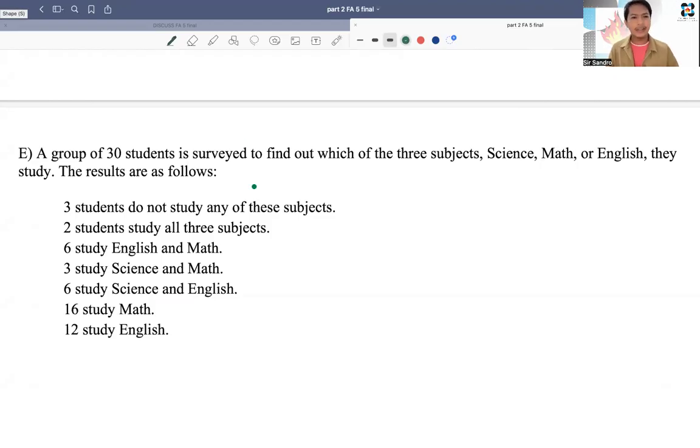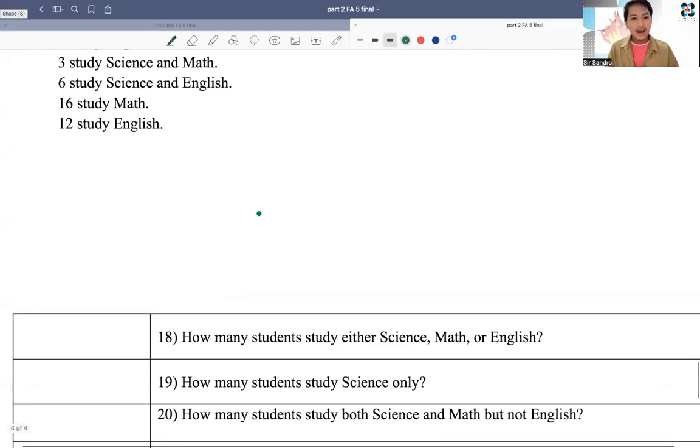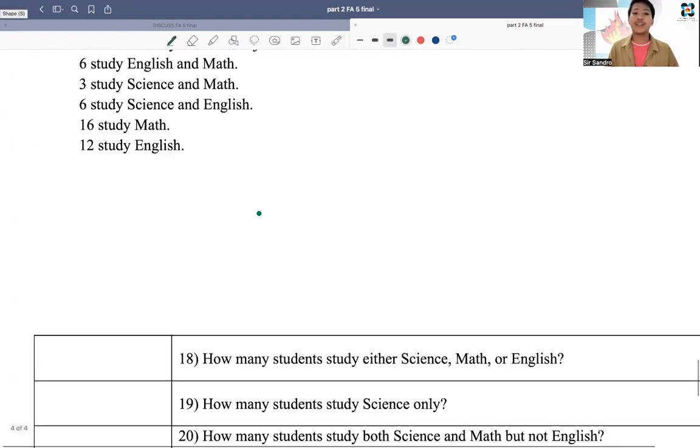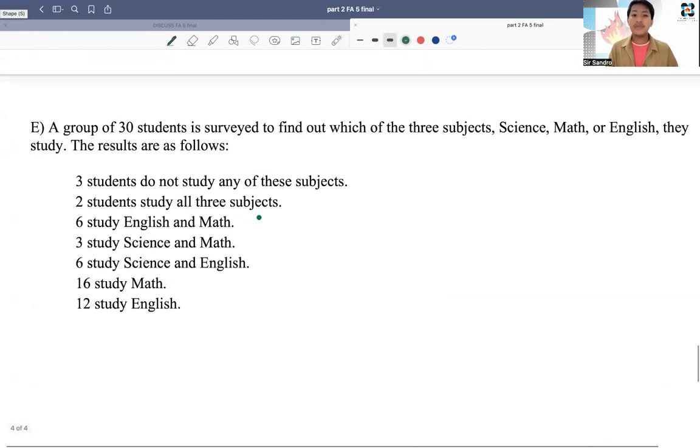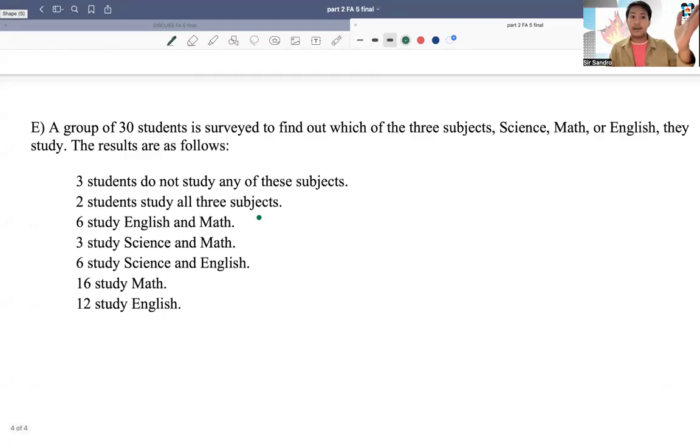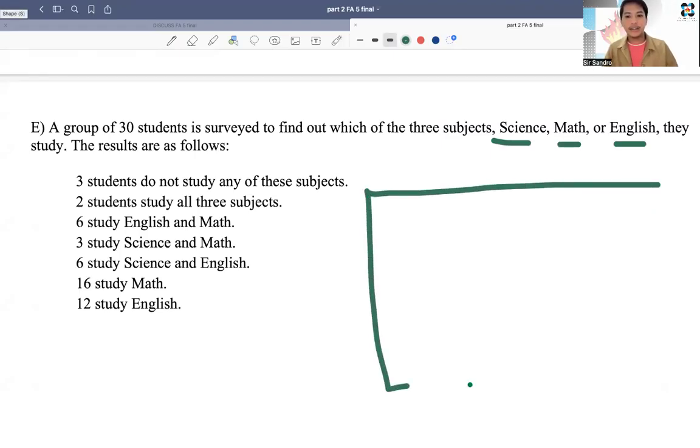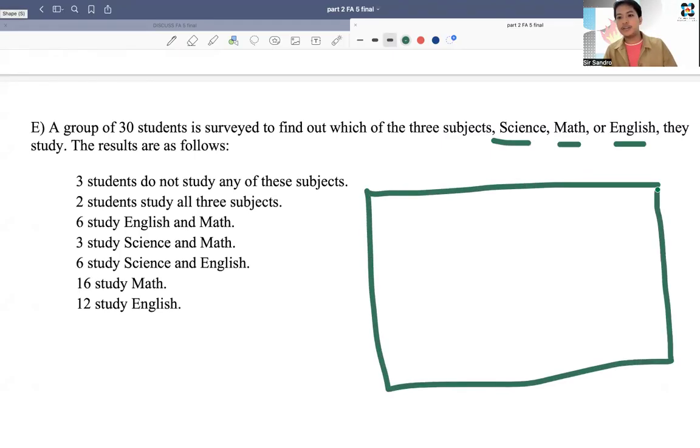And I think we're going to answer 5 questions here. And you know what? It's very overwhelming if you're just going to read all of them. So why don't we use a Venn diagram to represent the data of this problem? There are 3 circles that we're going to draw: science, math, and English. All right, we have 3 circles inside the universal set.